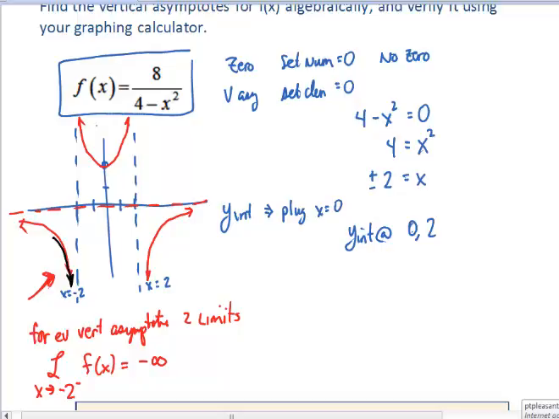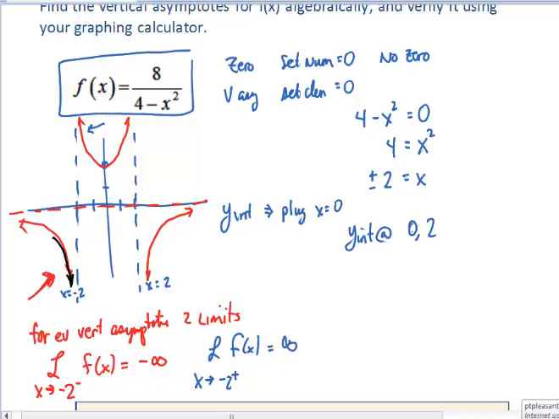When we look on the right-hand side of that asymptote, we would have another limit, and that would be the limit as x approaches negative 2, but from the right, of f of x. That function heads up north towards infinity.